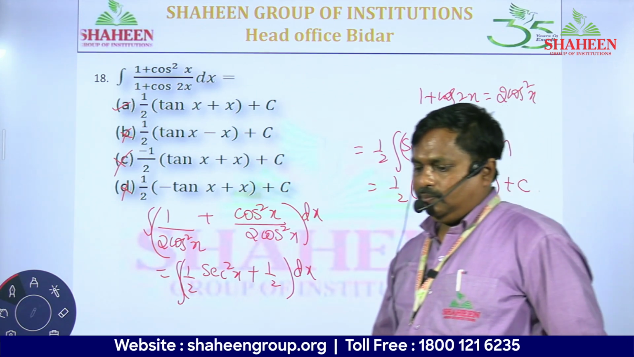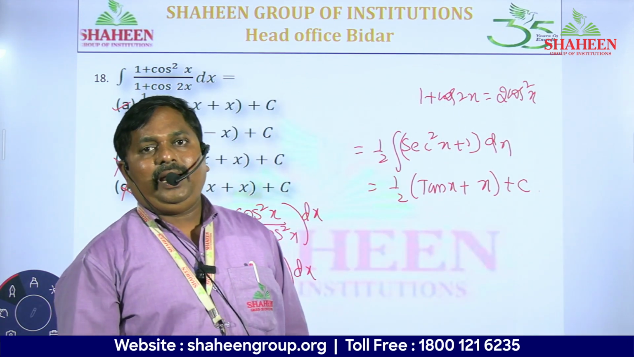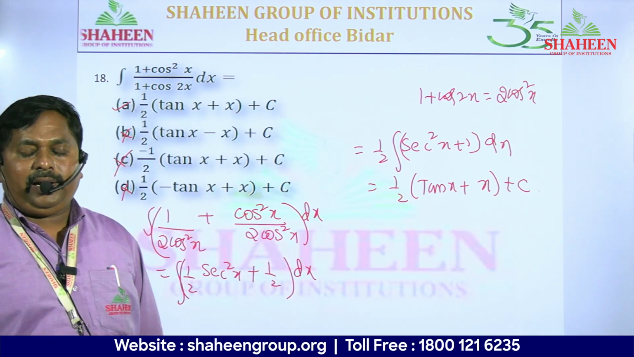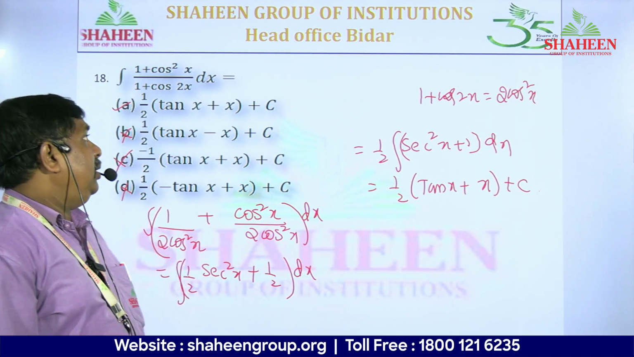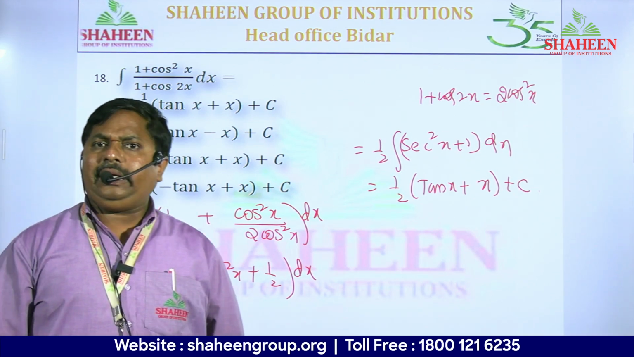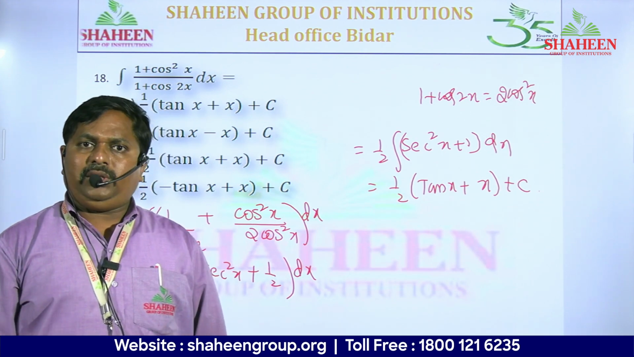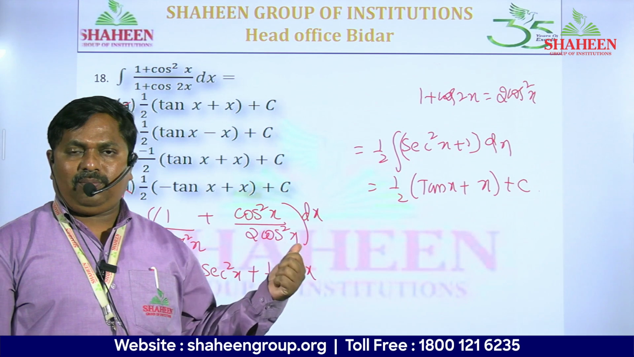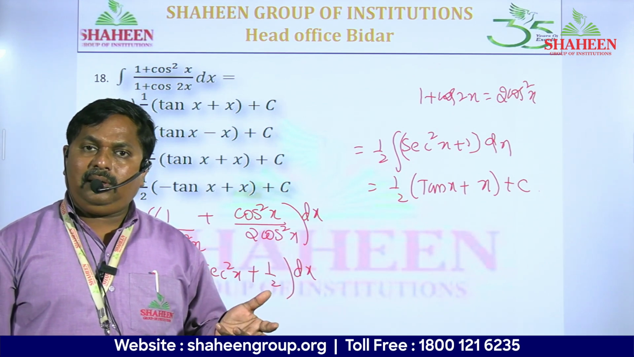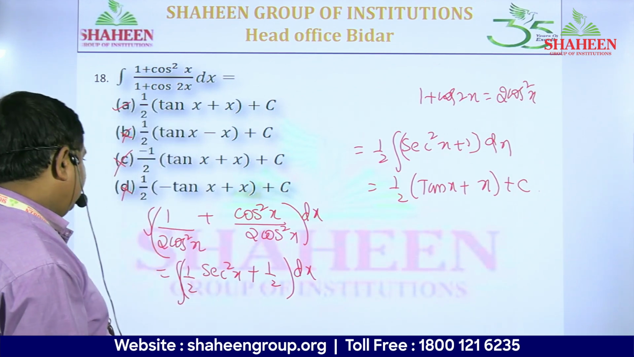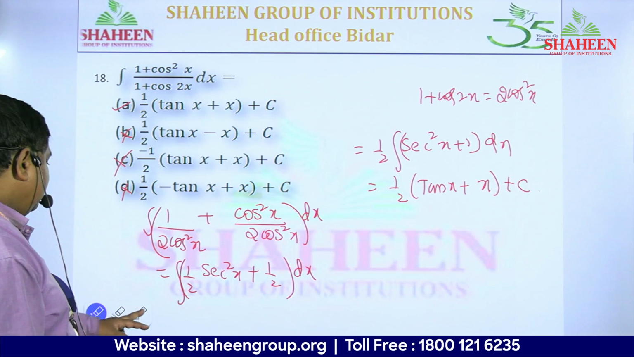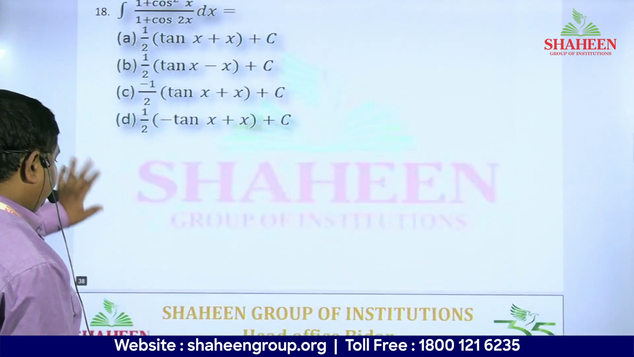Clear? So we are substituting a trigonometric identity to write the given function as integrable. The given function is not integrable directly. So by substituting the formula it becomes integrable. Clear? Okay. Let us move to the next problem.